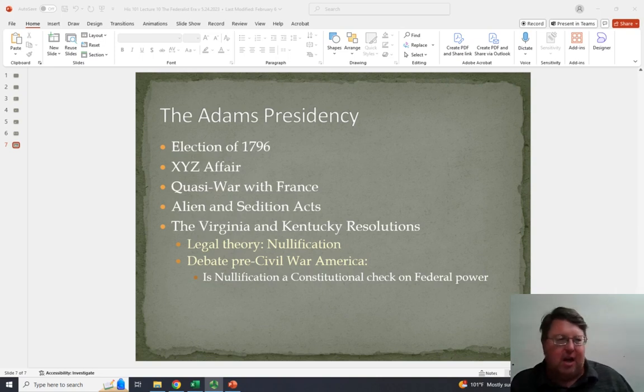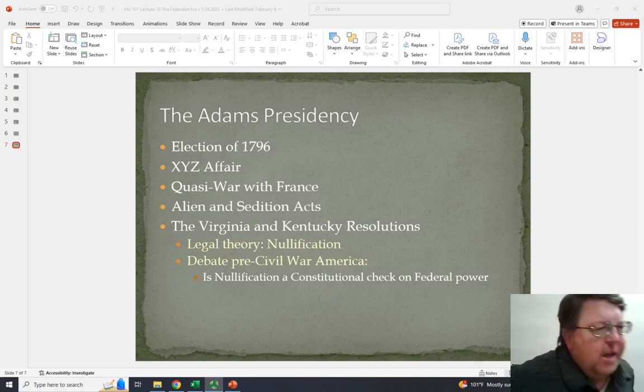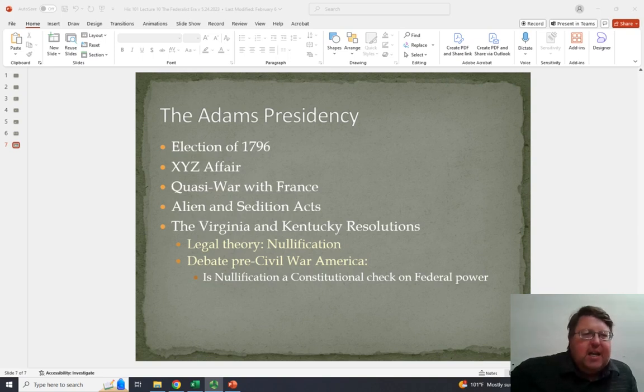Other people like Hamilton said, no, that's too much power to the states. It's not a check on federal power. It gives the states the opportunity to tyrannize the federal government. And so you can see the political arguments there.